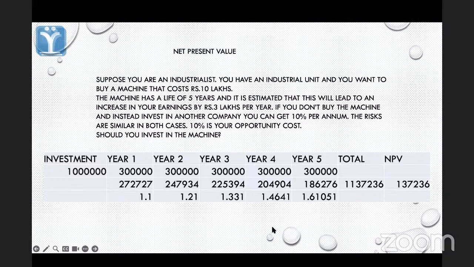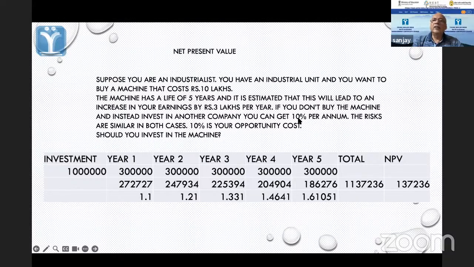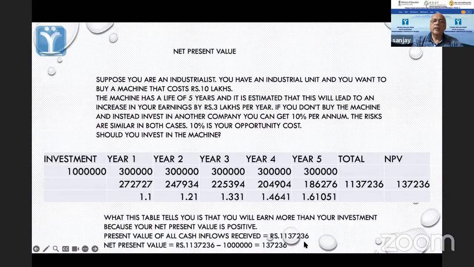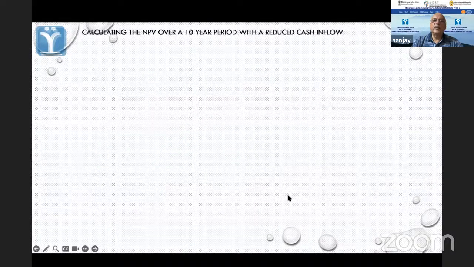For this project, essentially, we are getting a return which is higher than the opportunity cost, the 10%. So the internal rate of return for this project will actually be more than 10%. And that is why we are getting a positive figure. Had it been exactly 10, this would have been 0. So what this table tells you is that you will earn more than your investment because your net present value is positive. Okay, so this was net present value.